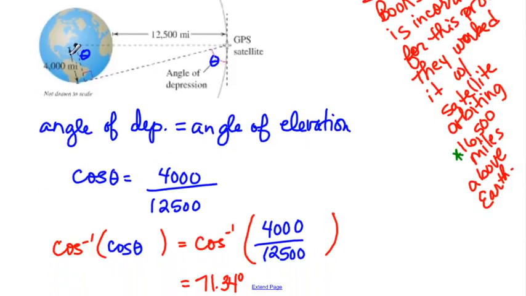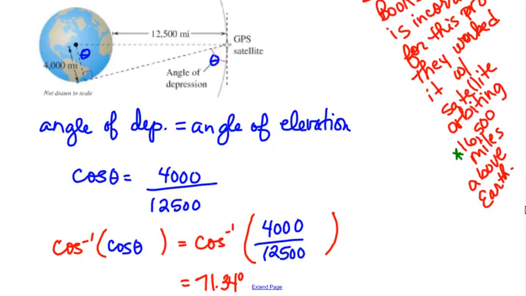And knowing these two angles are the same, we can now go inside this right triangle that's drawn here and think about which sides we know. So we know the adjacent over hypotenuse. So cosine theta is 4,000 over 12,500. We have to use cosine inverse to get the angle, which is 71.34 degrees.